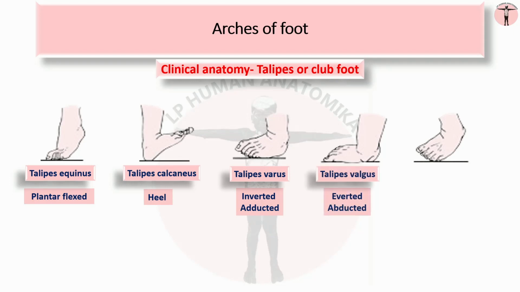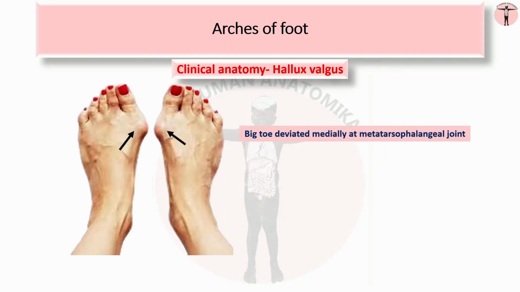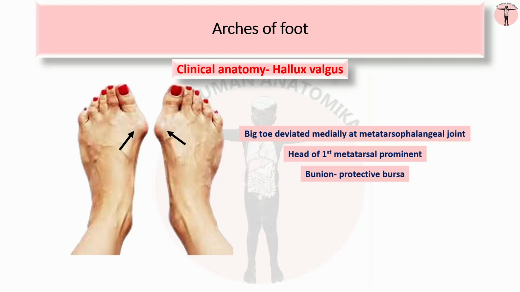In Talipes valgus, the foot is everted and abducted. The person walks on the inner border of the foot. In Talipes equinovarus, the foot is inverted, adducted and plantar flexed. Hallux valgus: the big toe is deviated medially at the metatarsophalangeal joint. The head of the first metatarsal is prominent, which rubs on the shoe. This leads to the formation of a protective bursa called a bunion on the medial side of the toes.